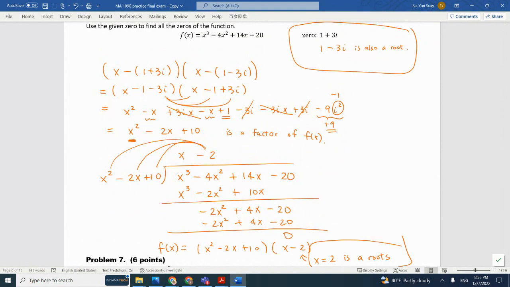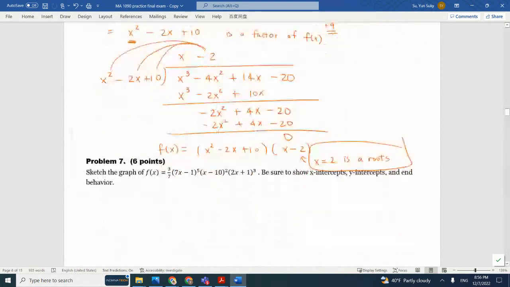So this is problem 6. If you can understand 6, could you type 6 in the chat? Thank you. Okay, keep going.